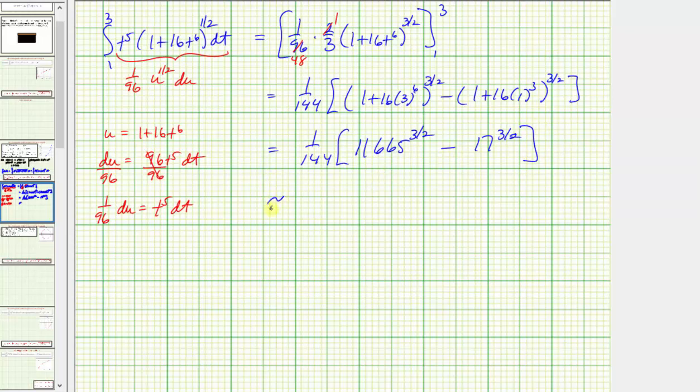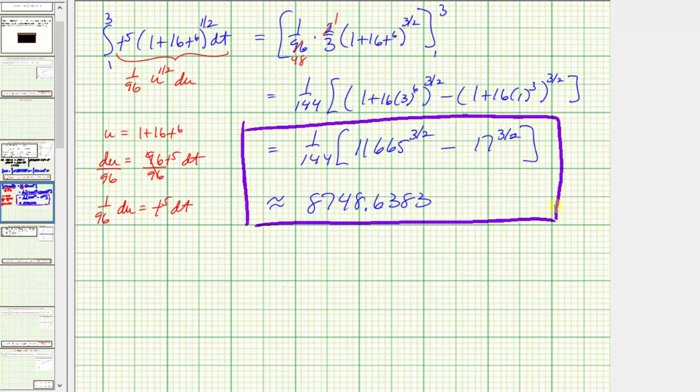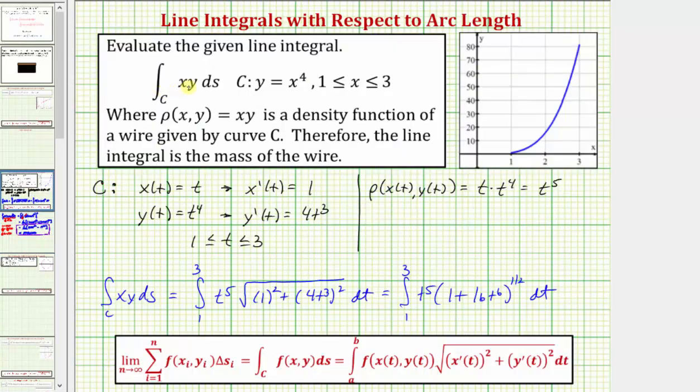As a decimal approximation, we would have 8,748.6383. And again, in this case, this would be the mass of the wire along the curve C. Now we weren't given the units though, so we don't know if this should be slugs or kilograms, so we'll leave the units off. But going back to the first slide just for a moment, because the integrand function of this line integral is a density function of a wire along the curve C, the line integral does give us the mass of a wire along this curve here. I hope you found this helpful.